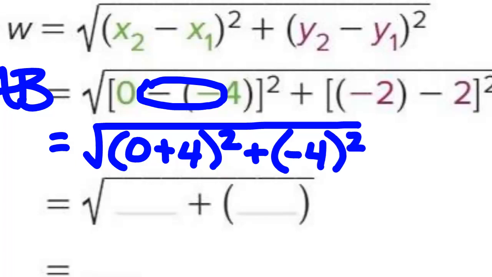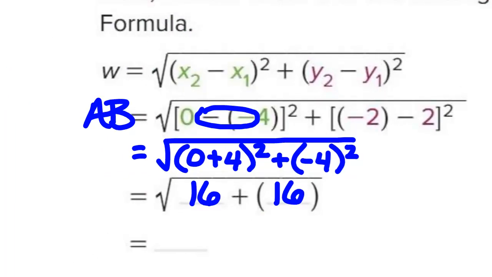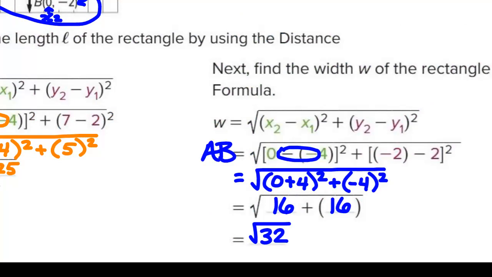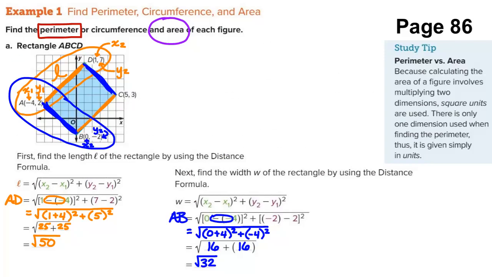What does it mean to square something? Times it by itself. If I take two negative numbers and I times them together, what type of number do I get back? Positive number. -4 squared then would be what? Positive 16. What's 0 plus 4 squared? 16. What is 16 plus 16? 32. So I have the square root of 32. And again, I'm going to leave these in their exact form because I have to use them now in my calculations for perimeter and area.